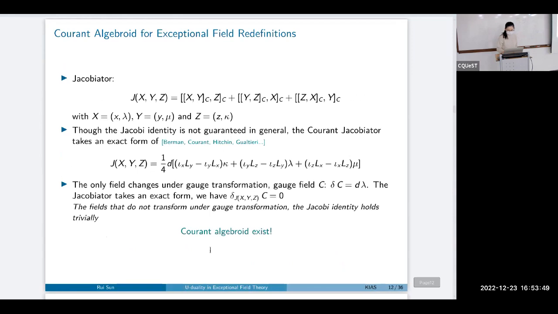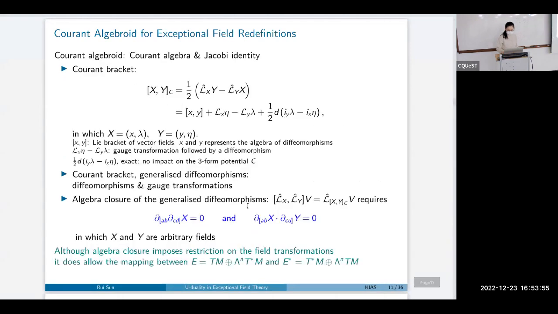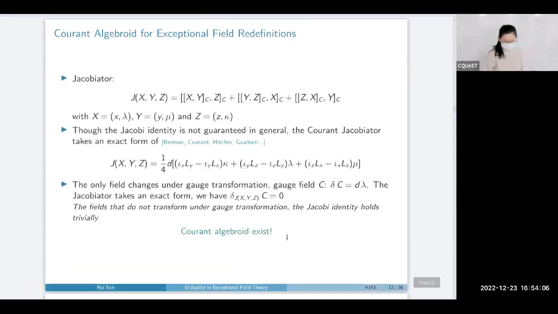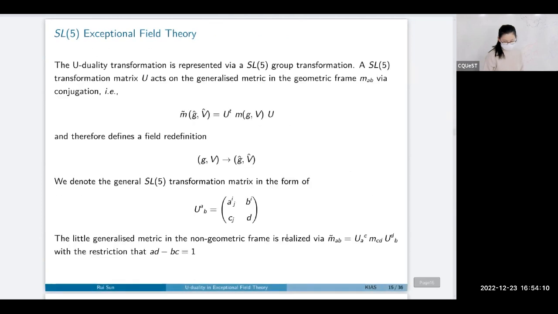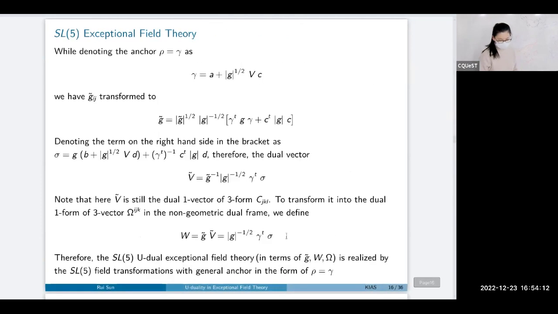The reason that we are studying the Courant algebroid is that the Courant algebroid is defined to keep the whole thing. It's defined on this, while the Lie algebroid is only for this.